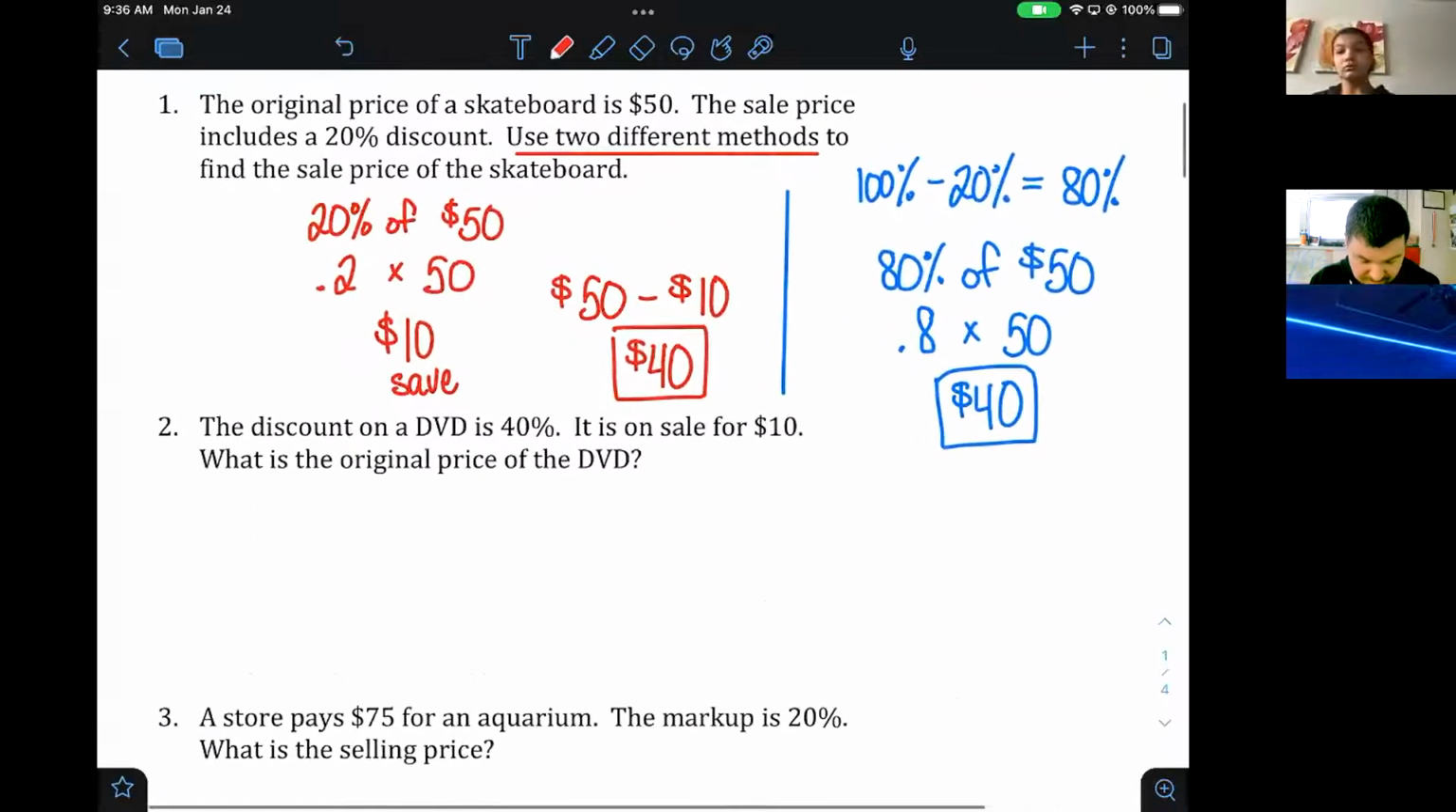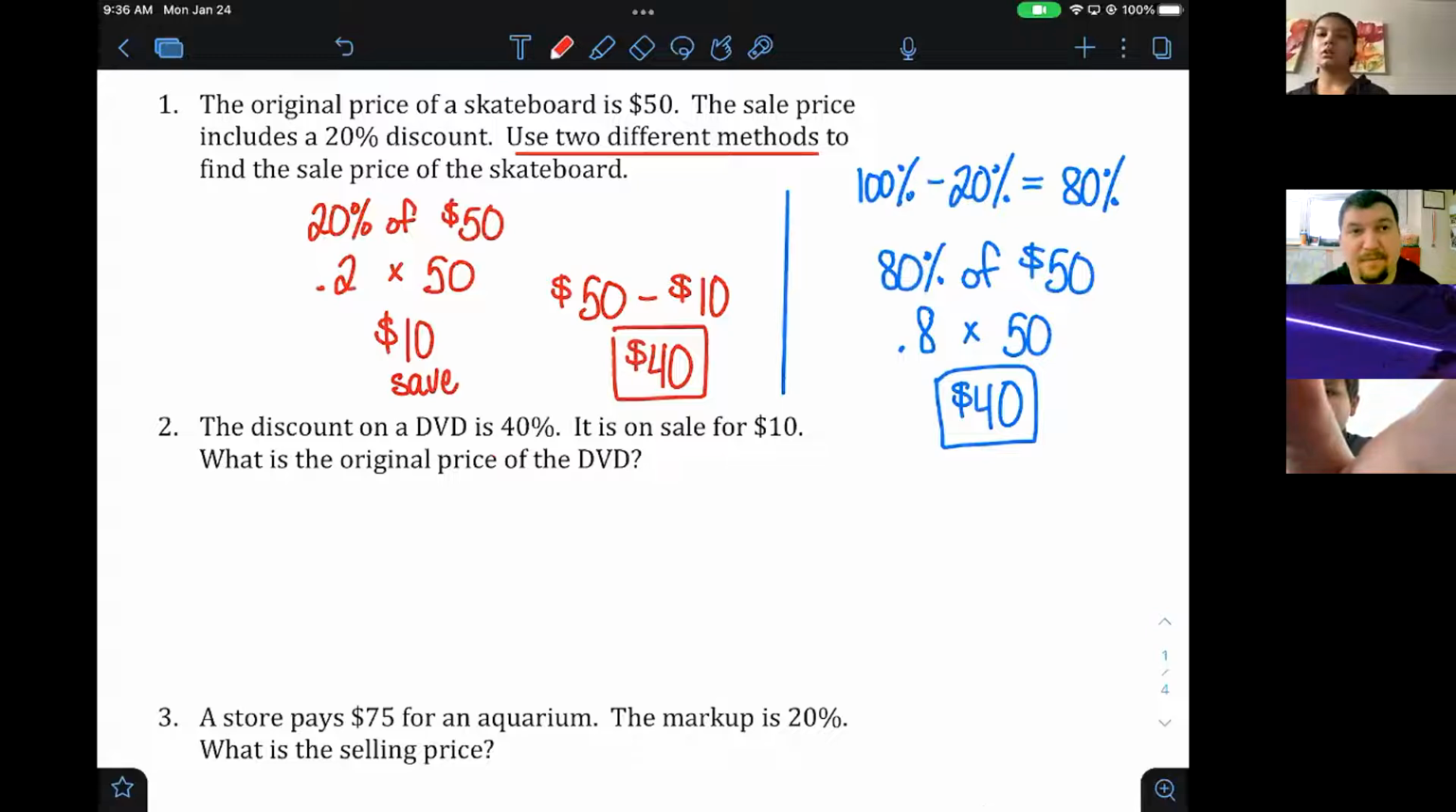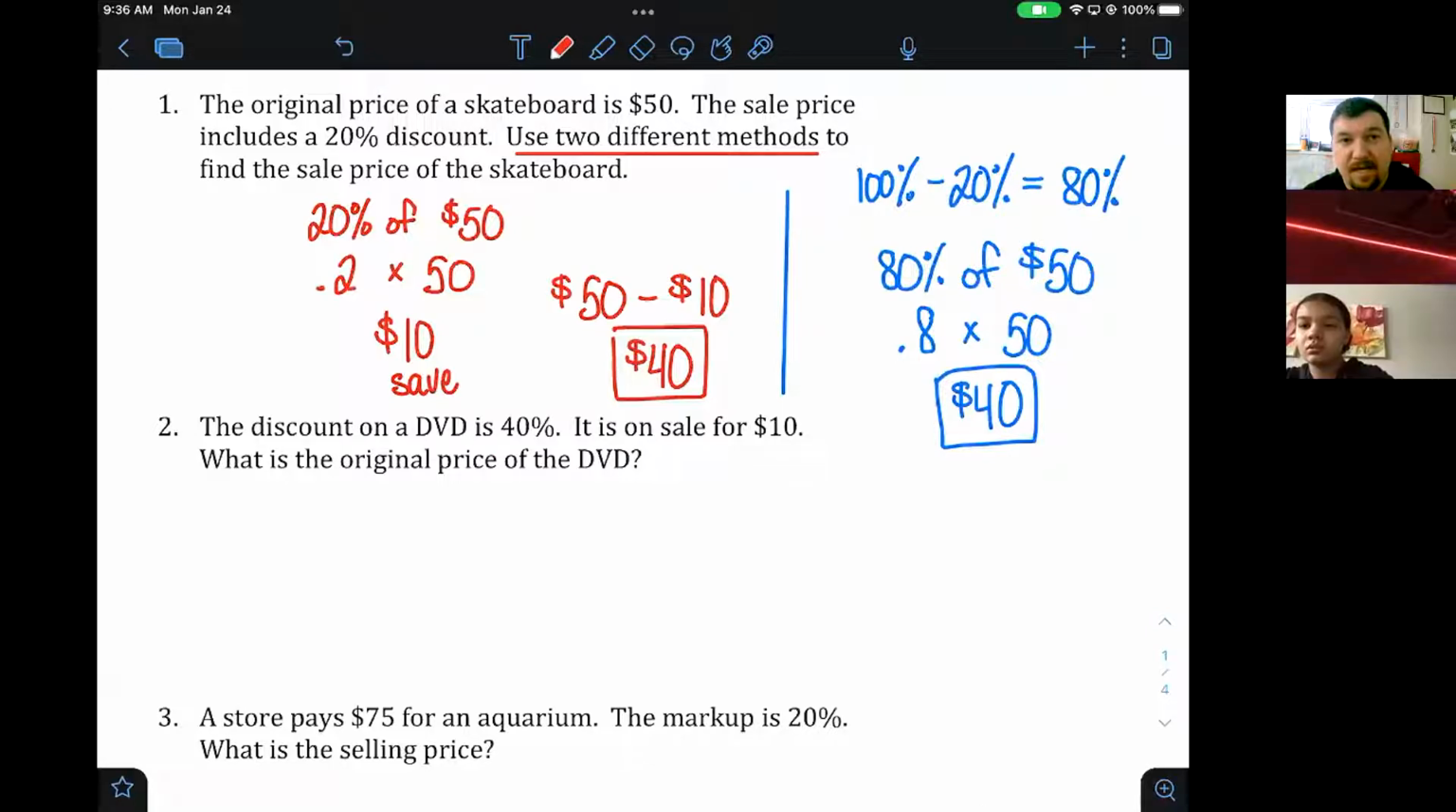Number two says the discount on a DVD is 40%. It's on sale for $10. What was the original price of the DVD?